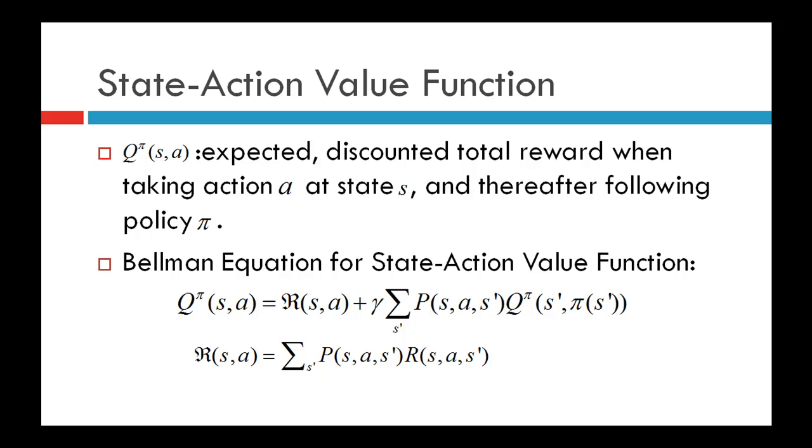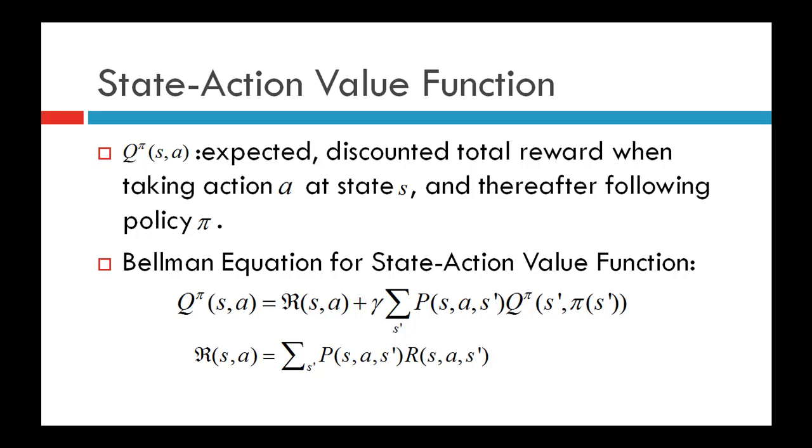So here is the state action value function. A state action value function, defined as q_pi(s, a), for the state action pair (s, a) is the expected discounted total reward when the agent takes the action a in state s, makes a transition to the next state s', and thereafter follows the policy pi.